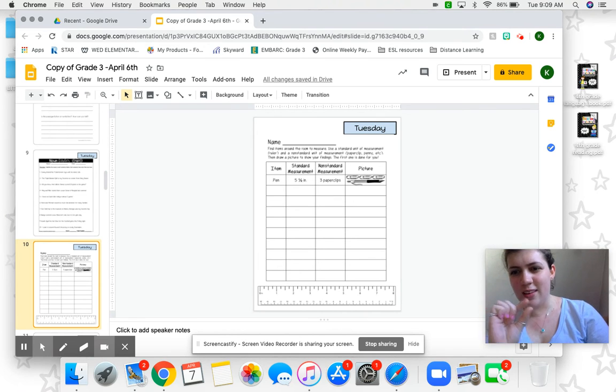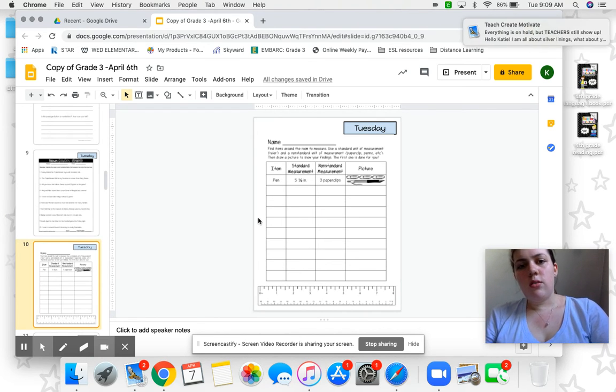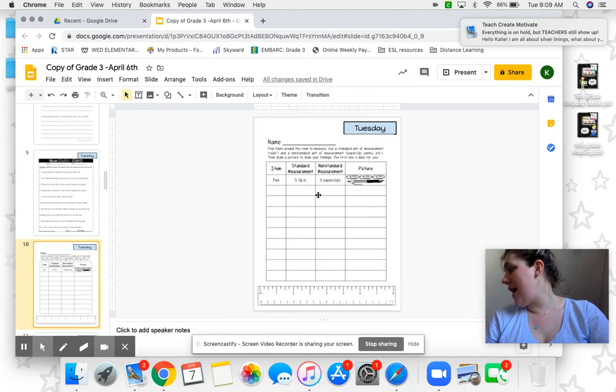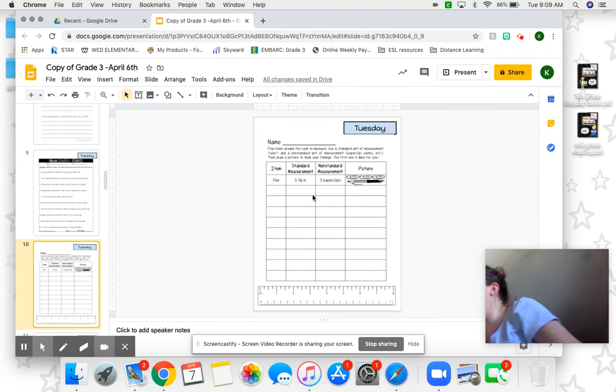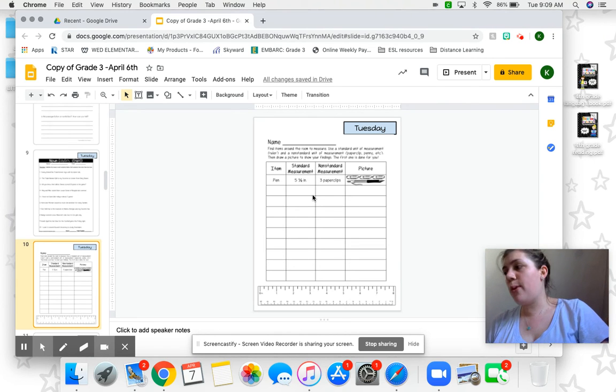Sorry, the writing is really small on my computer. So you are going to pick an item, then you are going to measure using the ruler, and then you're going to find something around your house. Like, I don't know, I'm going to use a Post-it note to measure how many Post-it notes it would be.